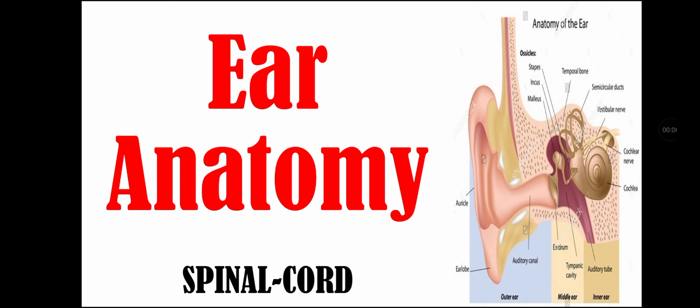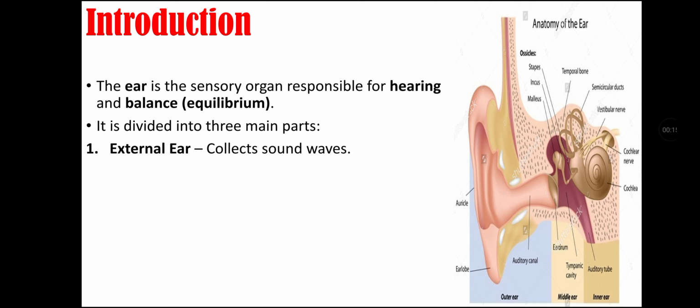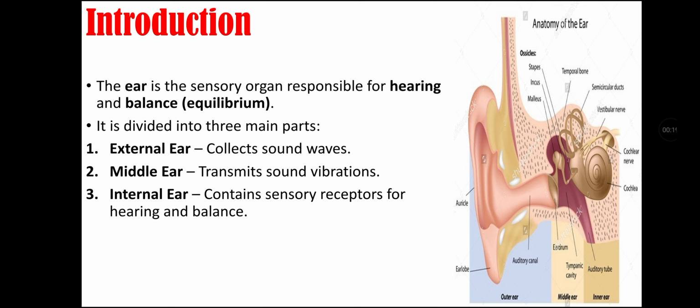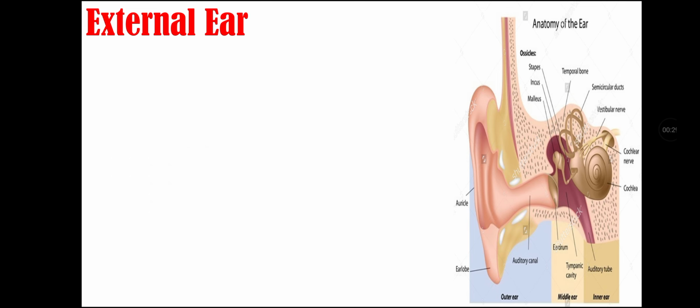So let's start our topic with introduction. Ear is sensory organ responsible for hearing and balance. It is divided into three main parts: external ear that collects sound waves, middle ear that transmits sound vibration, and internal ear that contains sensory receptors for hearing and balance. Each part plays a unique role in converting sound waves into electrical signals and maintaining body balance.